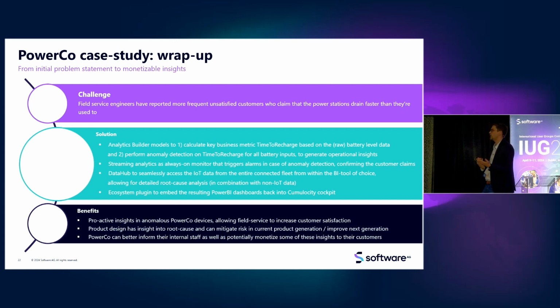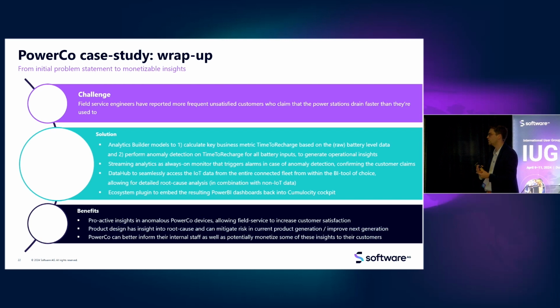Then the streaming analytics was used also as an always-on monitor, triggering the alarms, and in such a way PowerCo really got confirmation: hey, it's actually true what the customers are claiming, or what our field service engineers are saying, and in such a way were able to actually handle it proactively. With the Data Hub part, they were also able to seamlessly access all of the data from all of the connected devices, pull that into the connected BI tool of their choice, and then do the detailed root cause analysis, possibly even, like Chris said, in combination with non-IoT data, because it's just one of the potential data sources within your BI tool.